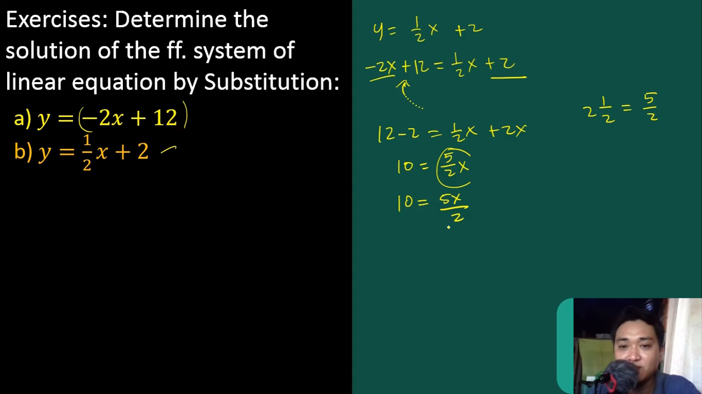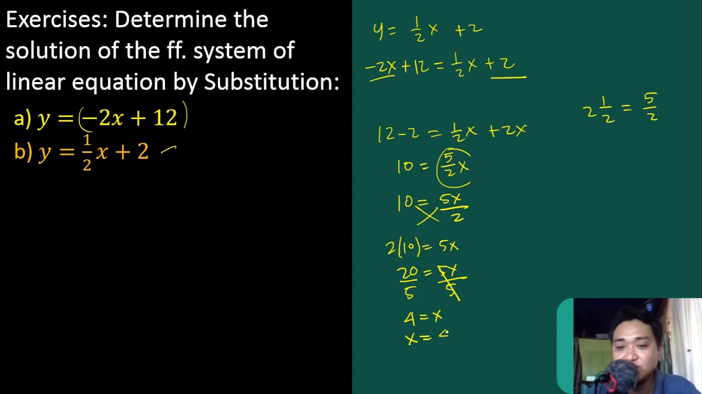5x over 2. And then cross multiply, we have 2 times 10 is equivalent to 5x times 1. No need to write 1. 10 times 2 is 20 is equivalent to 5x. Divide by 5 on both sides and cancel. We have the value of x. 20 divided by 5 is 4. So 4 is equivalent to x, and therefore x is equivalent to 4.